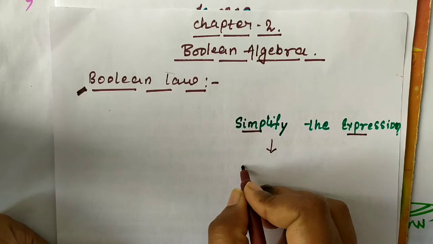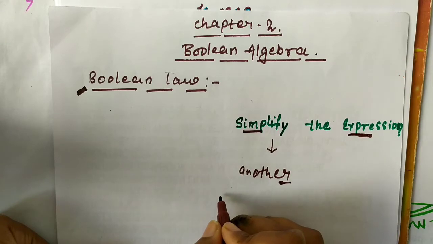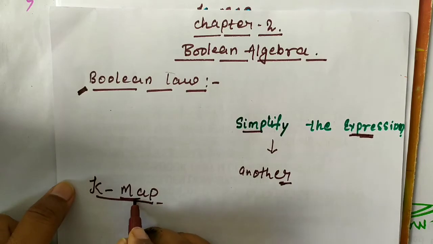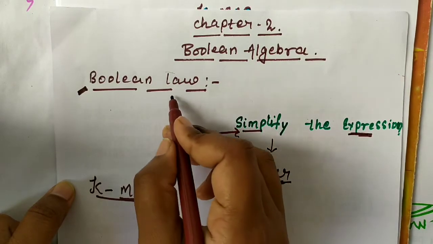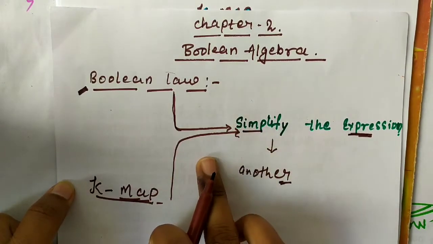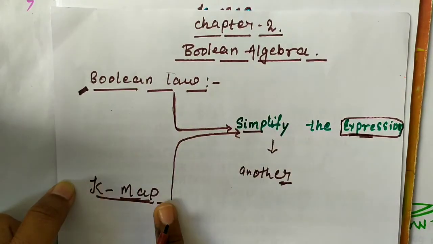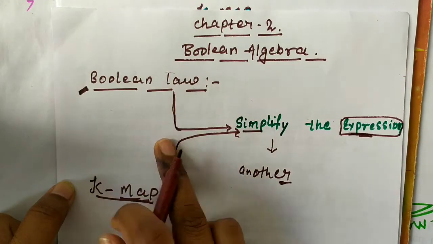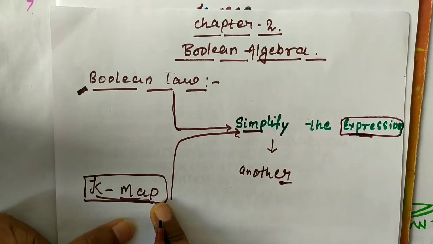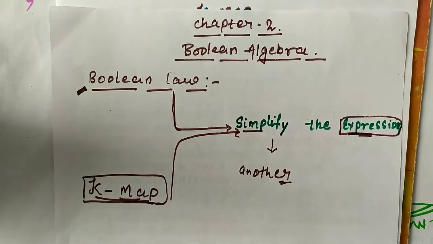Another method of simplifying a Boolean expression is called K-map. By using a K-map, we can also simplify the expression and convert it into minimum terms. There are two methods of simplifying any expression. The first one is Boolean's law, the second one is K-map. Boolean's law was discussed in the previous video. Today we will discuss what a K-map is and how we can simplify the Boolean expression. So let's start today's class.